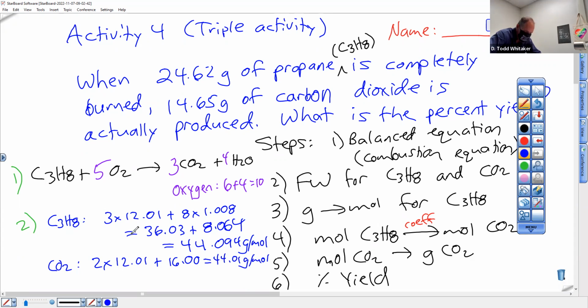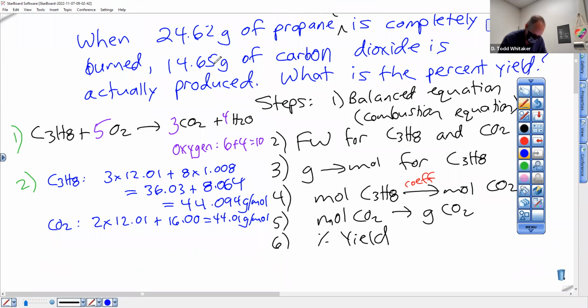Okay. Step 3. Grams to moles for C3H8. Grams was 24.62 right there. 24.62 grams. Oh, CO2, I got the number right, but I was in such a hurry, I put the 2 in the wrong spot. Sorry for that. Thank you. The young lady pointed out that I, while speaking and writing, put 2 C's and 1 O. That's not cool. The answer was right.